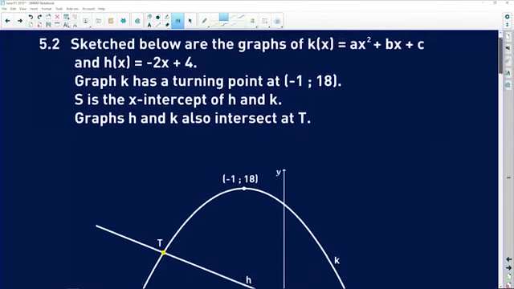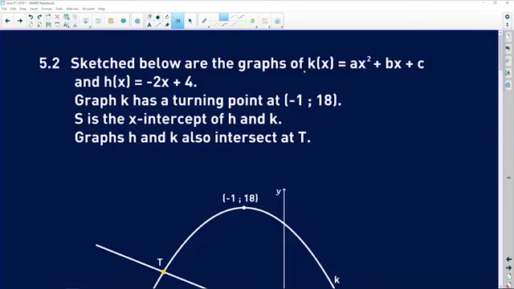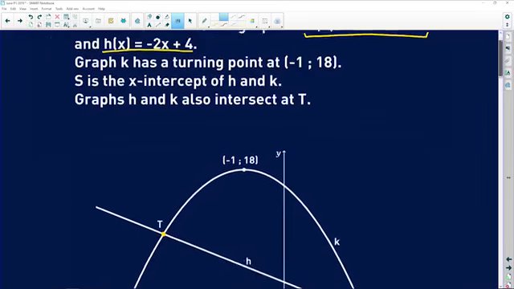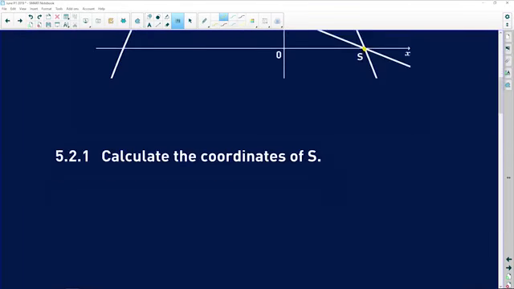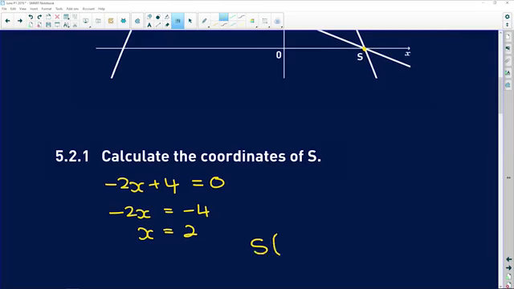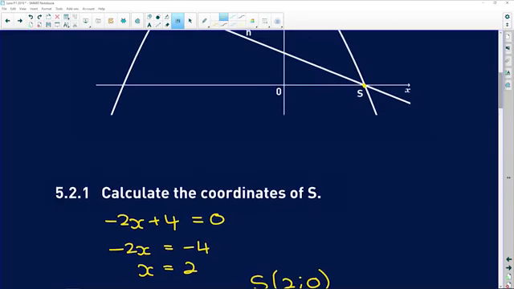Okay, so you might want to try and use point of intersection, but this is an unknown equation, so we can't use that. So we have to use our h of x. Remember, it's the x-intercept, so y equals 0. So negative 2x plus 4, which is our graph function, the linear function, is equal to 0. Which means that negative 2x is equal to negative 4. So x equals 2. So S sits at 2 and 0. Okay, so let's fill that in on the graph. 2, 0.